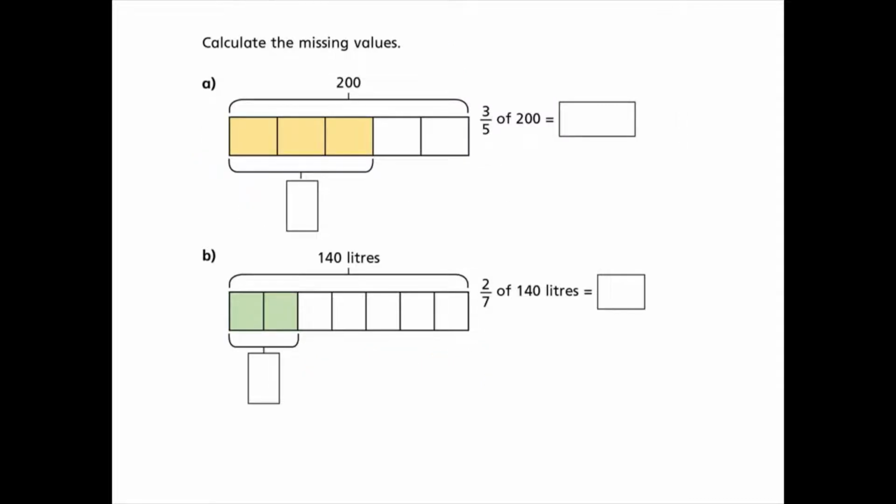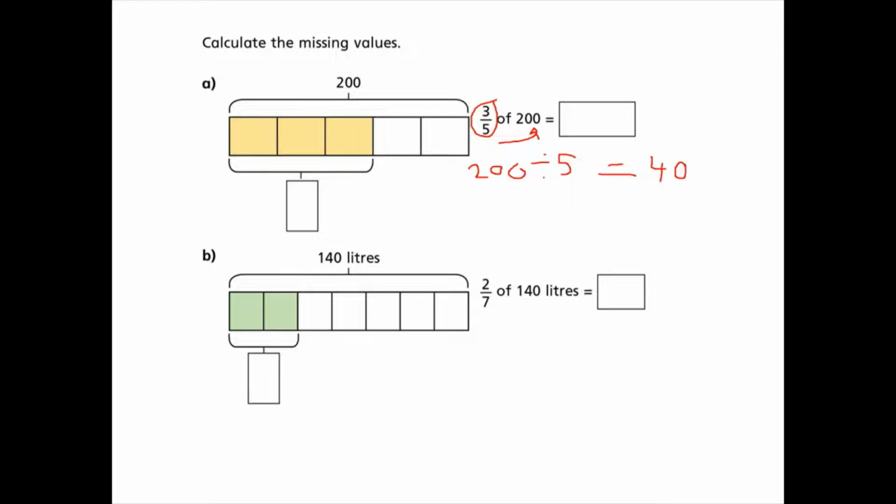Now a more advanced problem, but this time we've got 3/5 of 200. So we've got 1, 2, 3 already shaded in, and we want to find out what this is now. So the first thing I'm going to do is divide 200 by 5. I know that 5 goes into 20, if we ignore the 0, 4 times. So that means that 1/5 is not going to be 4, it's going to be 40.